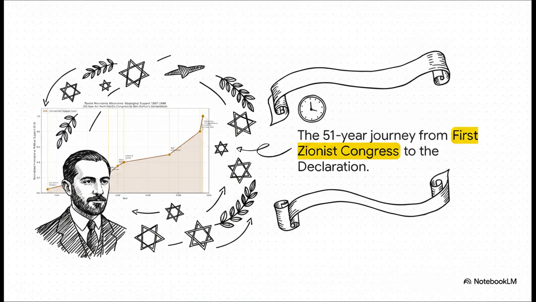You see that portrait of Theodore Herszel hanging on the wall in the original photo? That wasn't just decoration. It was a symbol of a 51-year journey. And the model shows this brilliantly. It visualizes that slow, steady buildup of international support, starting all the way back with the first Zionist Congress.